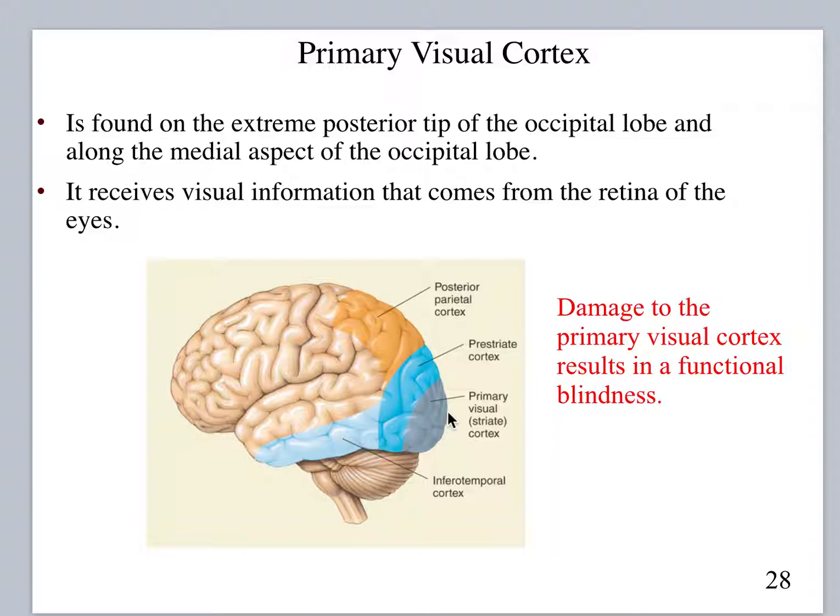There's a primary visual cortex. It's on the occipital lobe. It receives visual information from the retina. Damage to the primary visual cortex results in functional blindness. So the eyes and retina may work, but if the visual cortex is injured, the person is functionally blind.